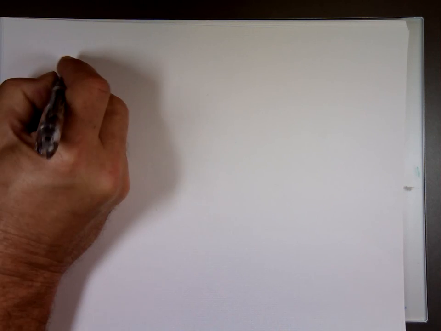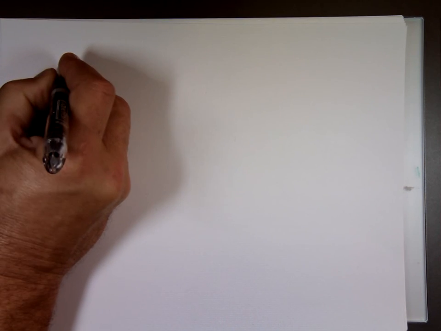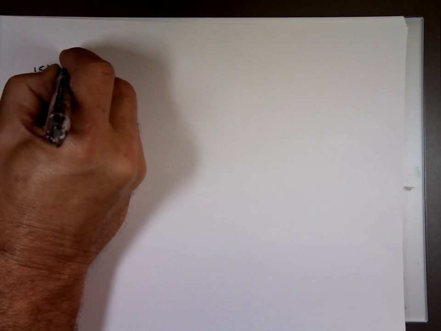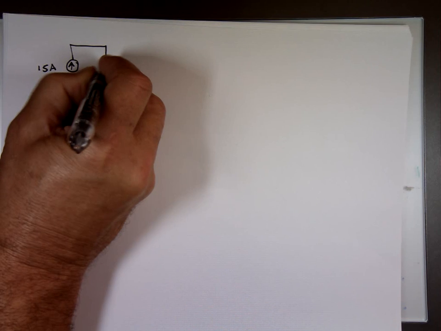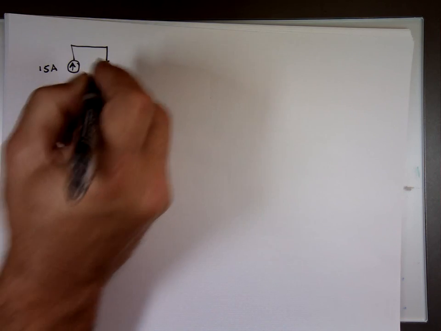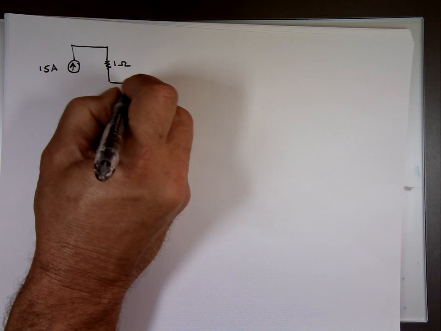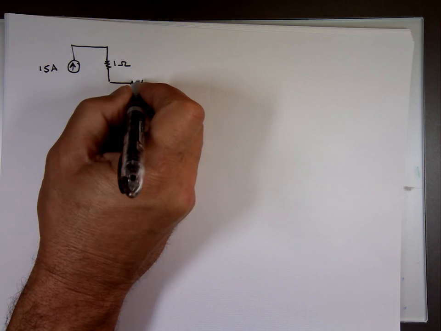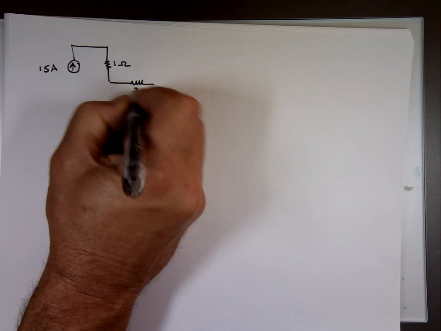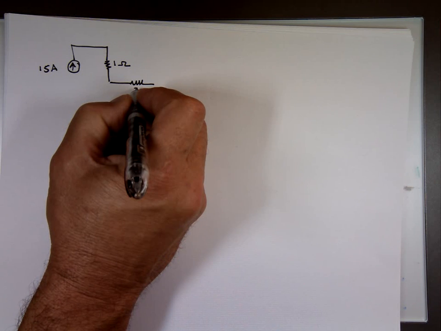So I have a 15 amp source. This is 1 ohm. I changed my pens today because I figured I'll be writing a lot of stuff. I need a lot of space. I don't want to use big markers. That's 3 ohms.